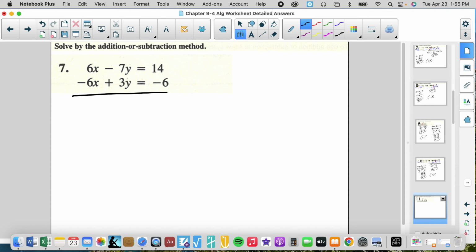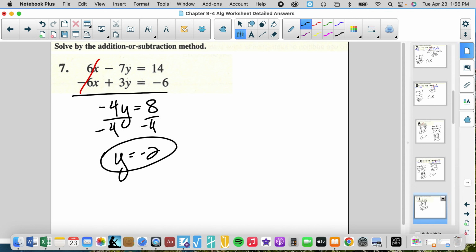These will cancel. My x's cancel. And that leaves me with negative 4y equals 8. Divide by negative 4. Y equals negative 2. So this is even faster than substitution. So when we see that they can cancel, that's much better than substitution and is definitely way faster than graphing. Imagine having to graph those.